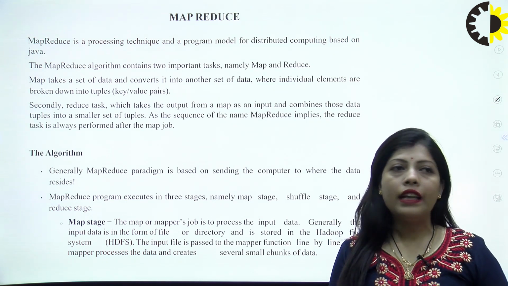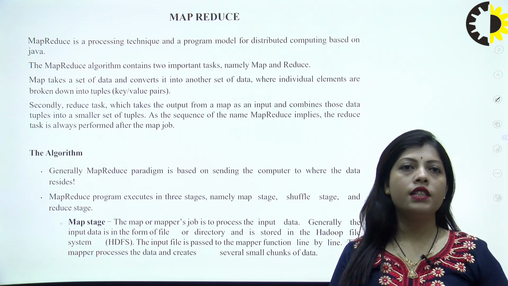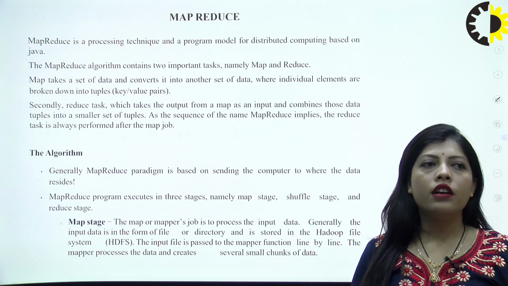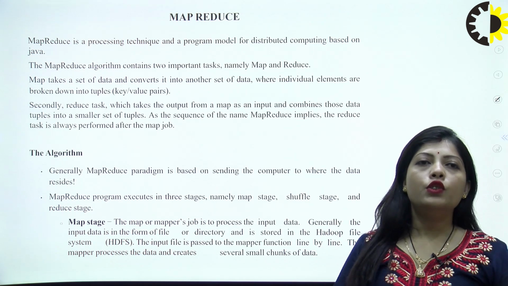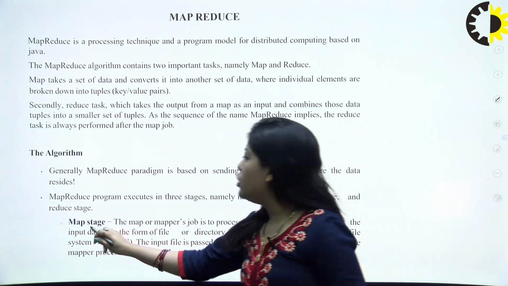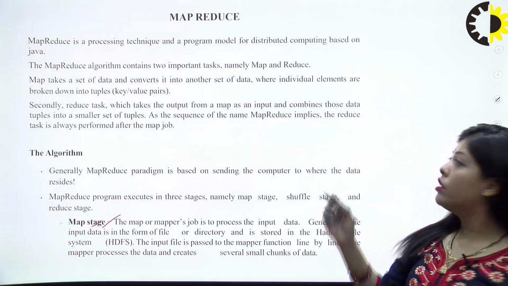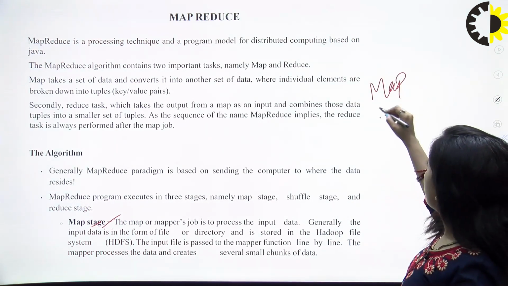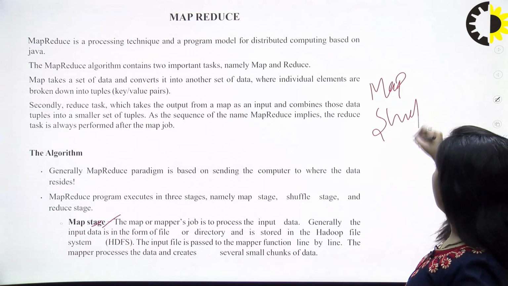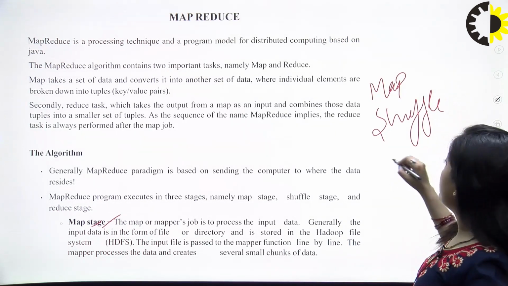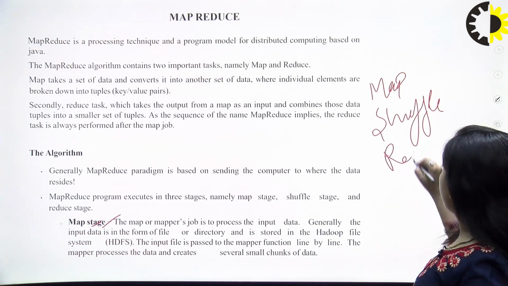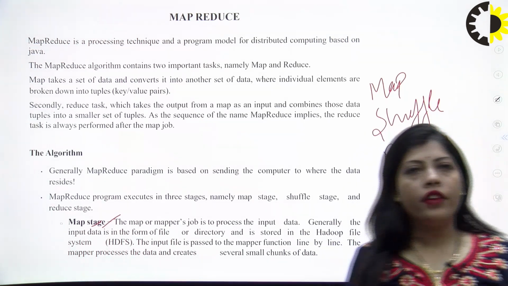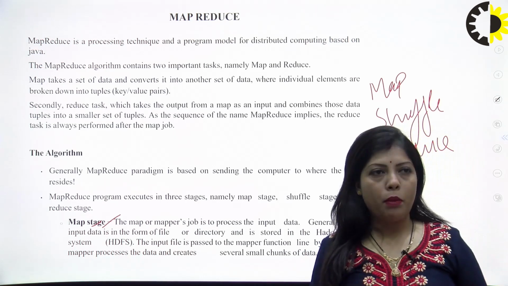Basically, it executes in three stages. First is the map stage, second one is the shuffle stage, and third is the reduce stage. So MapReduce has three tasks. First is the map stage.